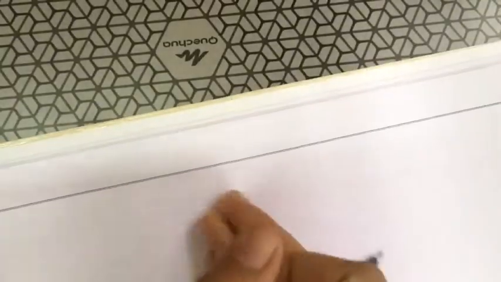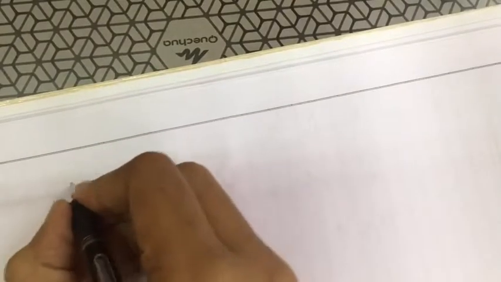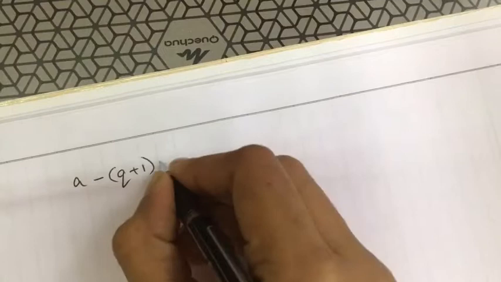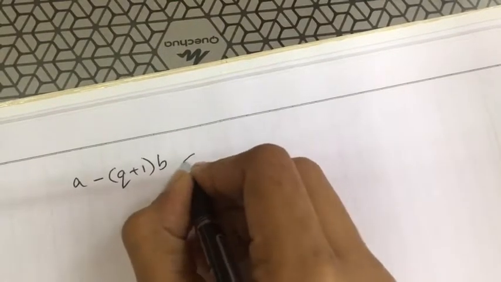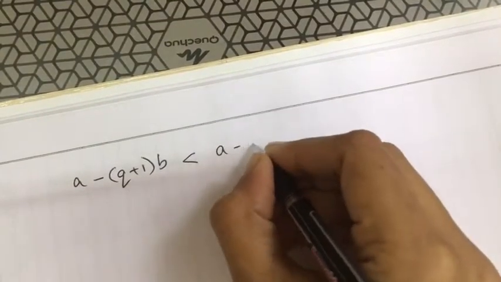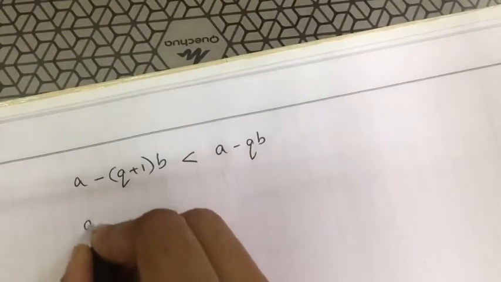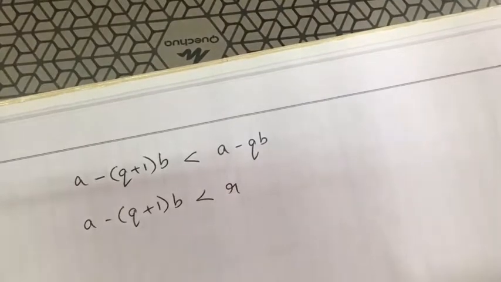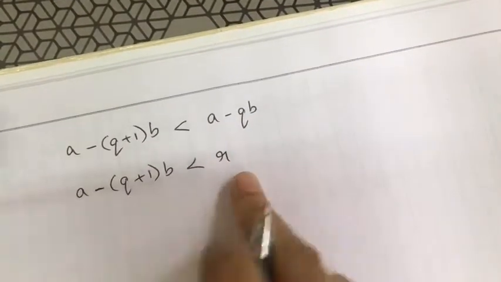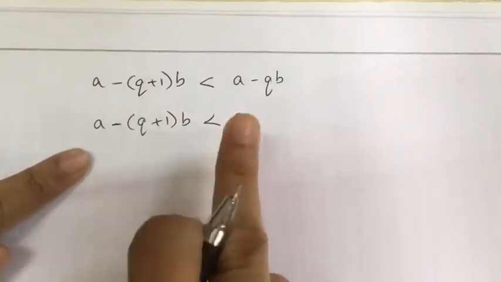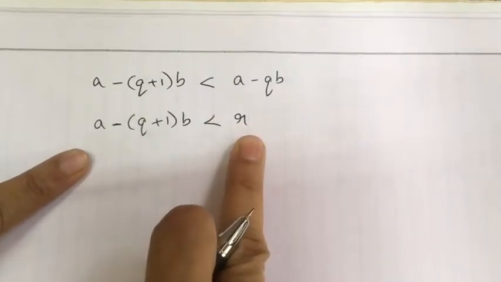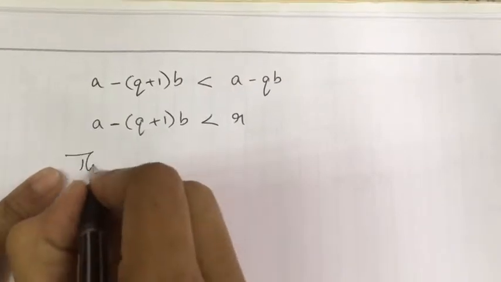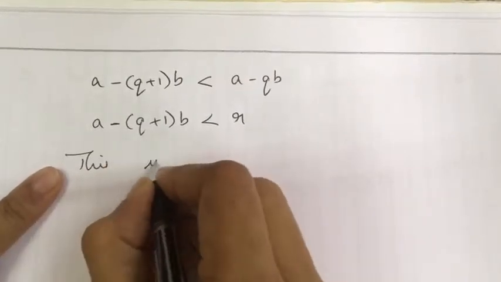But the thing is, this A minus (Q plus 1) into B is less than A minus QB, right? A minus QB is nothing but R. So which is a contradiction to my fact that R is the least element in my set S, right? So this is a contradiction.